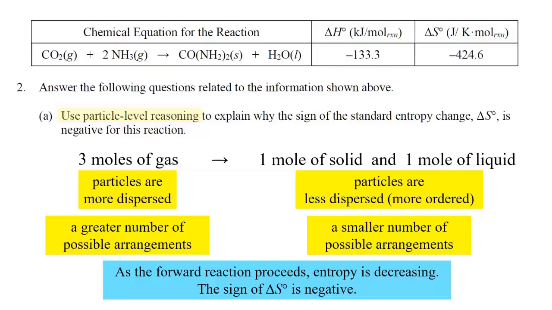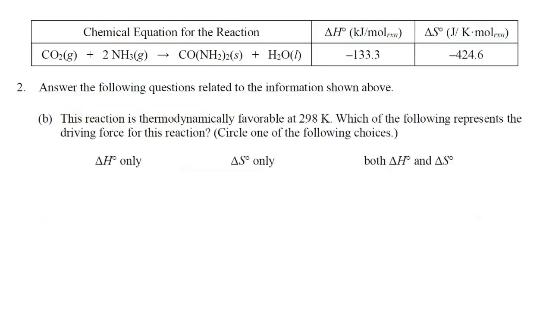Now let's take a look at part B of this question. In part B, it says, this reaction is thermodynamically favorable at 298 Kelvin. Which of the following represents the driving force for this reaction? Circle one of the following choices: delta H only, delta S only, or both delta H and delta S.